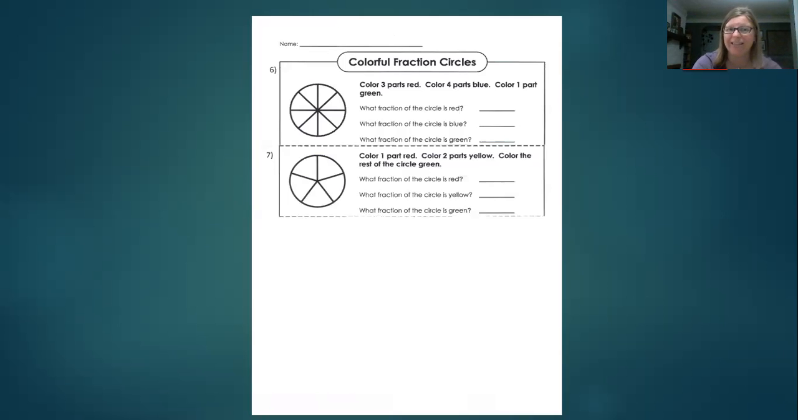Remember, the numerator is the number of colored in or counted equal parts of the whole, and that goes on the top. And the denominator is the number of equal parts in the whole shape, or the circle in this case. The second question says, what fraction of the circle is blue? Again, use numbers to show the fraction of that. And what fraction of the circle is green?